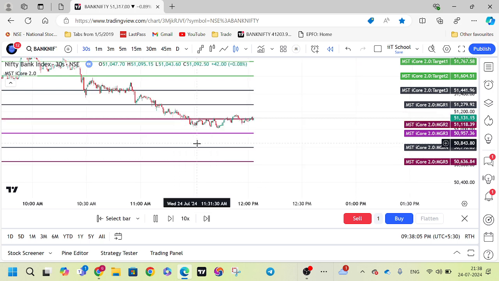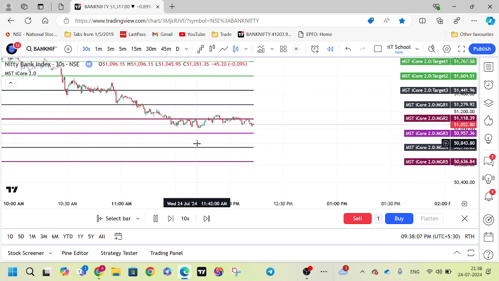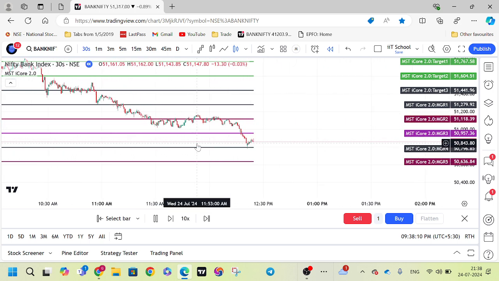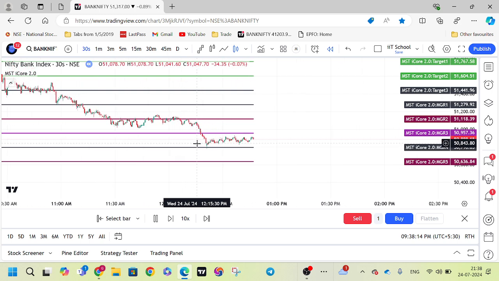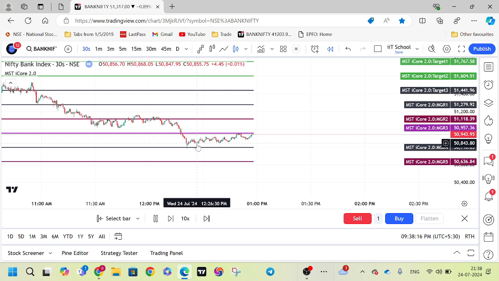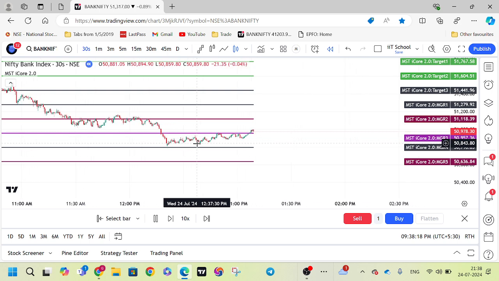I will just increase the speed. Sixth target is hit, seventh target is hit, exactly it is hit. So from the top to bottom we have captured using our MSTI iCore 2.0. That is the beauty of our indicator.